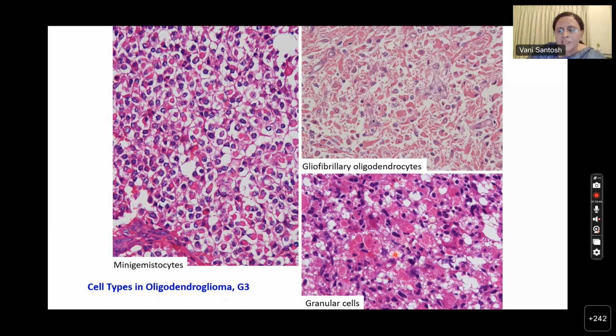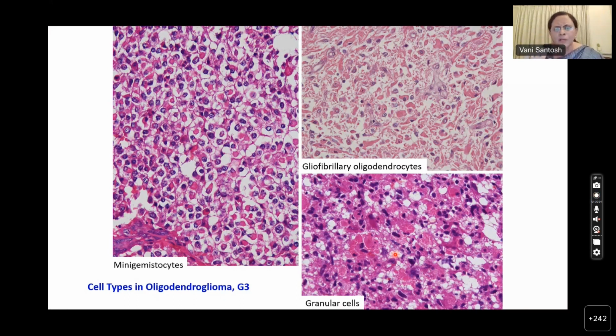And some oligos will have such granular cells. They're not eosinophil granular bodies. Tumor cells itself will have granular cytoplasm. And these cell types are usually seen in a grade 3 tumor. When you see such cell types, then you can almost be certain that you're not looking at a grade 2, but you're looking at a grade 3 tumor.